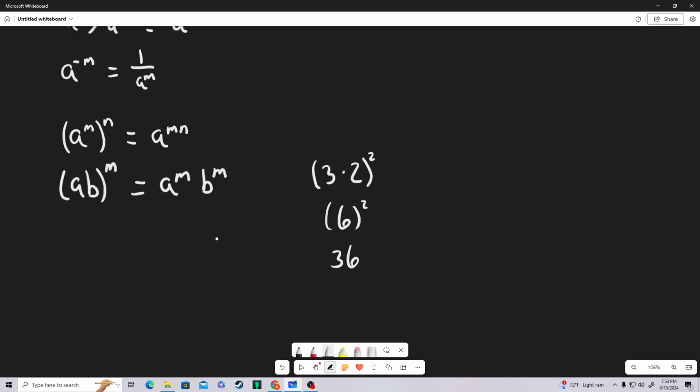Okay, cool. So now if we use our identity, 3 squared times 2 squared, well, 3 squared is 9. 2 squared is 4. 9 times 4 is 36. It all makes sense. These identities are basically just rules to make things faster. Sometimes it's easier to evaluate something like this.